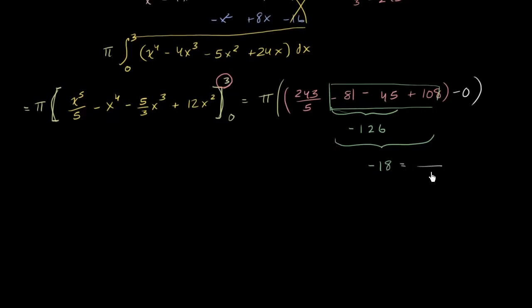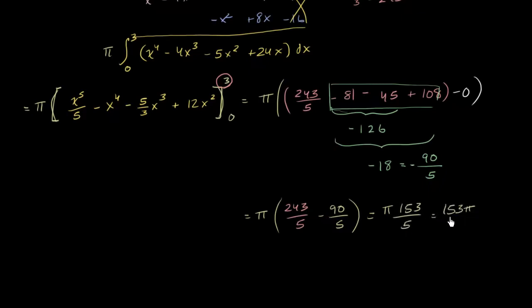Negative 18 over 5 is the same thing as negative, 5 times 10 is 50, plus 40. So that's going to be negative 90 over 5. So this whole thing has simplified to pi times 243 over 5 minus 90 over 5, which is equal to pi. Guys, I deserve a drum roll now. This was some hairy mathematics. So 243 minus 90 is going to be 153. 153 over 5. Or we can write this as 153 pi over 5.